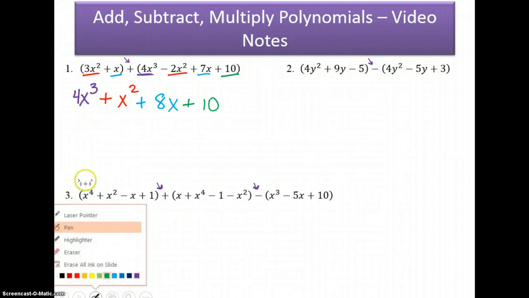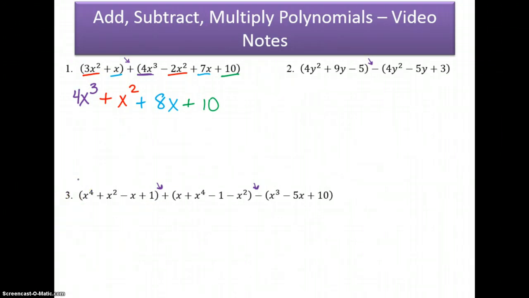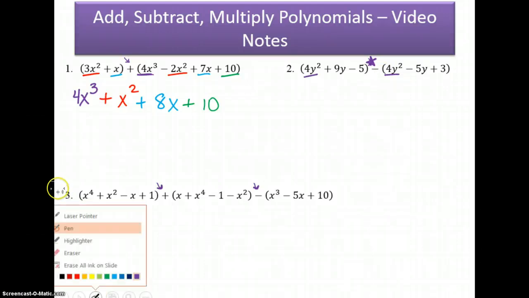Moving on to number 2. The difference in number 2 is that we are subtracting. So now we are doing 4y squared minus 4y squared. 4y squared minus 4y squared is 0, so that is gone. Okay, there is no longer a y squared term. Moving on to the y's.